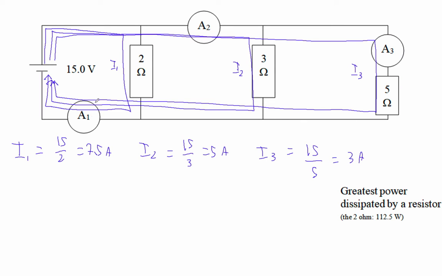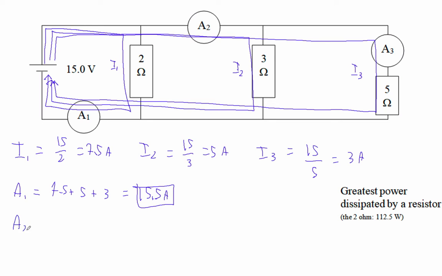Now we got to decide which ones are going through which ammeter, right? A1 has all 3 going through it. So A1 is going to be 7.5 plus 5 plus 3 is equal to, what is that? 7.5 plus 5 plus 3, is that just 15.5 amps? Ta-da, right?